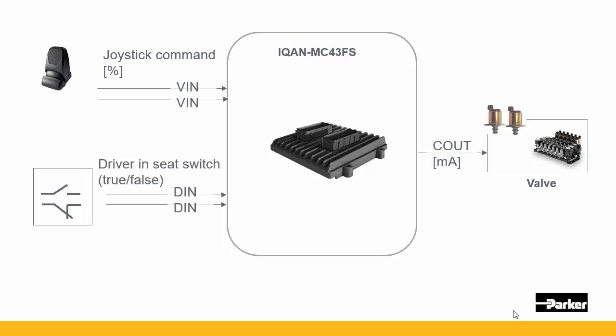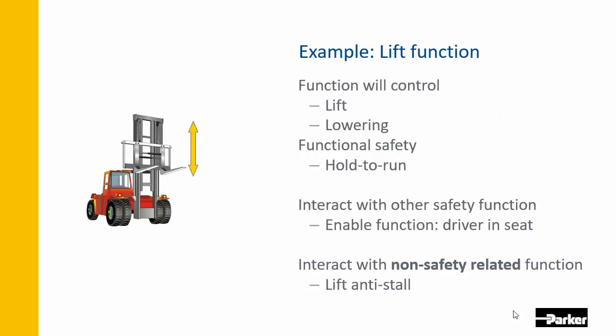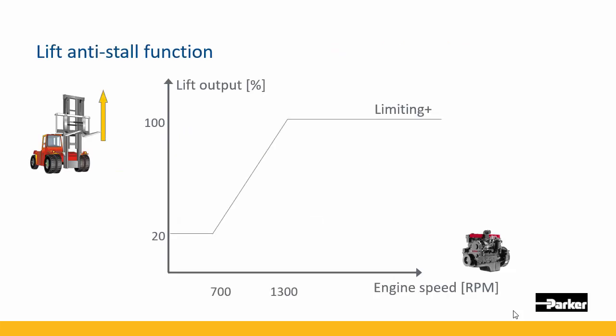So instead, let's focus on an interaction with a non-safety related function, like a lift anti-stall that just looks at engine speed and limits the output. And we need to bring that signal into our safety related function group. So let's see how we can make that happen.